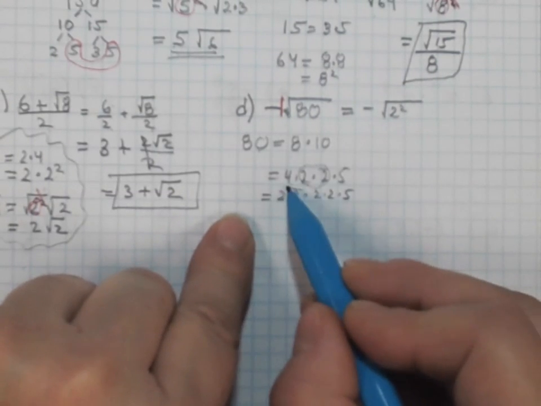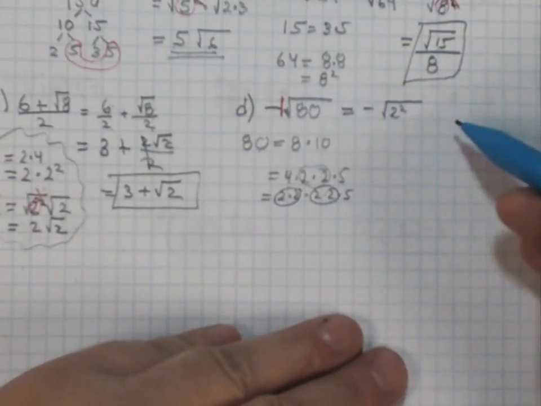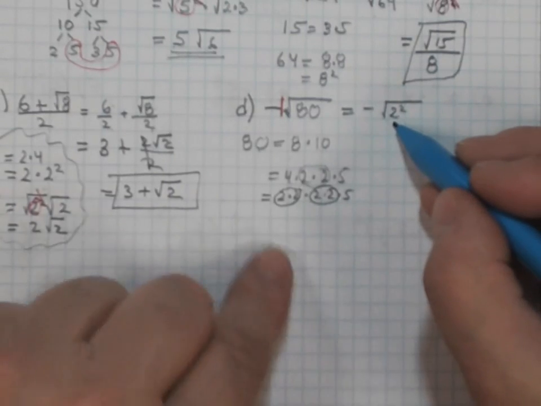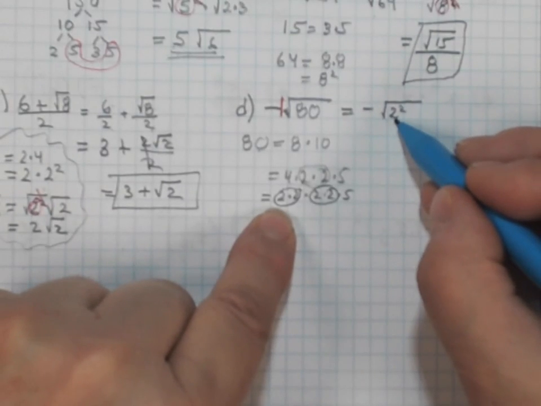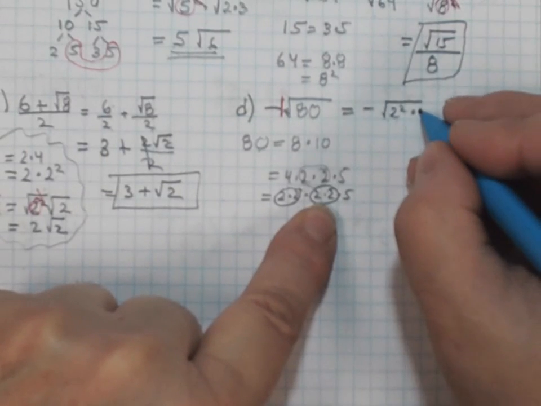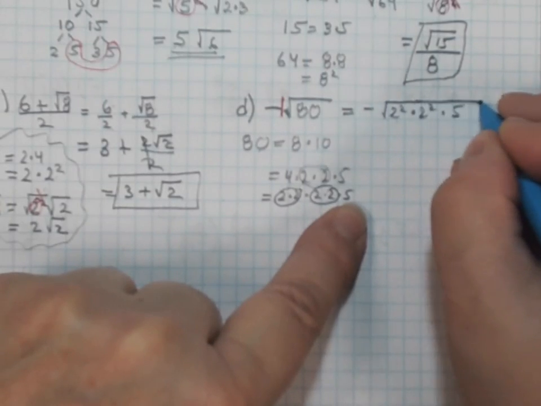Just grouping these pairs together, perfect squares. So I have my negative times the radical, 2 squared times 2 squared times 5, all under the radical.